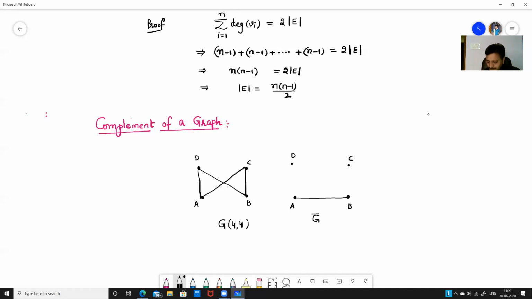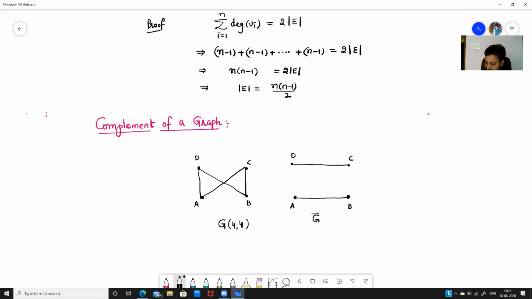Next, from B, there are two edges, B to D and B to C. You have to hide them. After that, from C, C to B an edge is there, C to A also an edge is there. You can hide them. But C to D, there is no edge, so we can draw that edge, C to D. Next, from D, D to C there is no edge, so we have to draw that edge. D to A and D to B, we can hide those two edges.